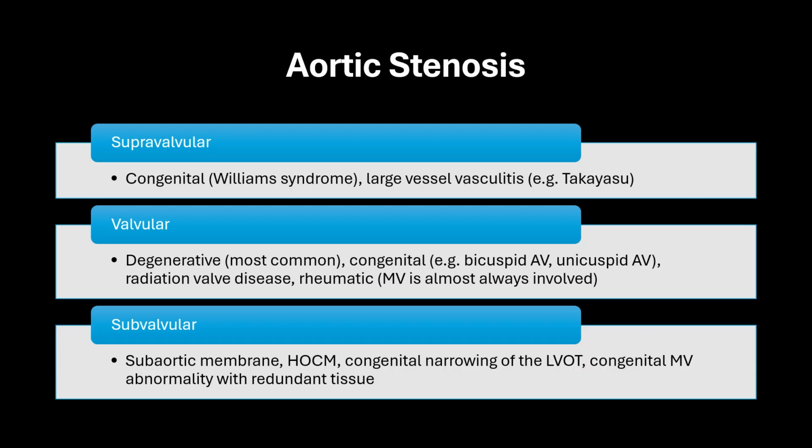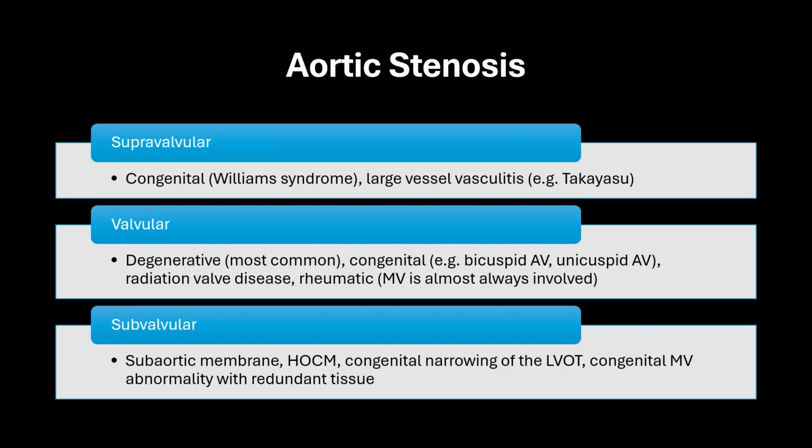Let's switch gears and talk about aortic stenosis. Again, we can break it down into 3 main groups. Supravalvular, usually due to congenital causes such as Williams syndrome, or related to large vessel vasculitis, such as, for example, Takayasu. Valvular aortic stenosis, which is usually the most common cause, such as degenerative, less commonly congenital aortic valve abnormalities, such as, for example, bicuspid or unicuspid aortic valve, radiation valve disease, and rheumatic aortic stenosis.